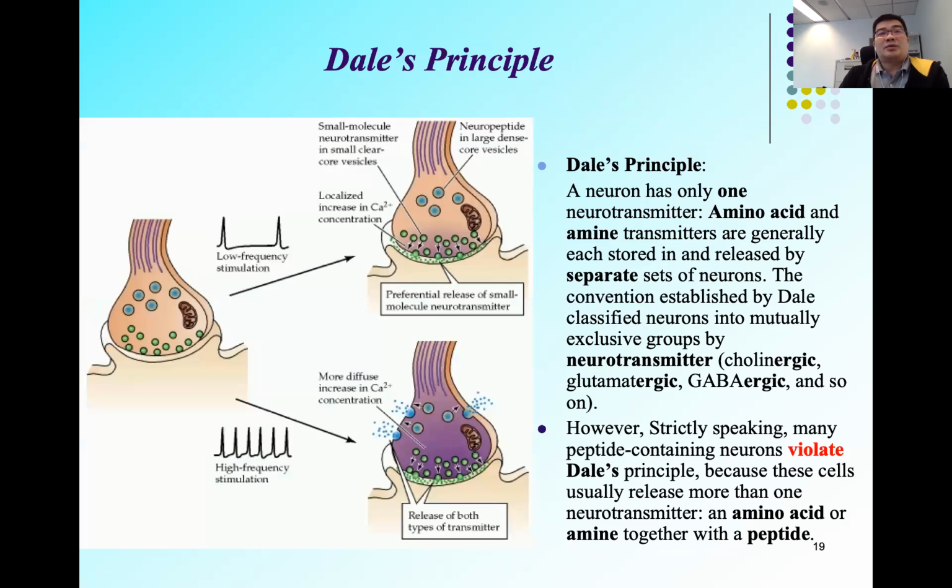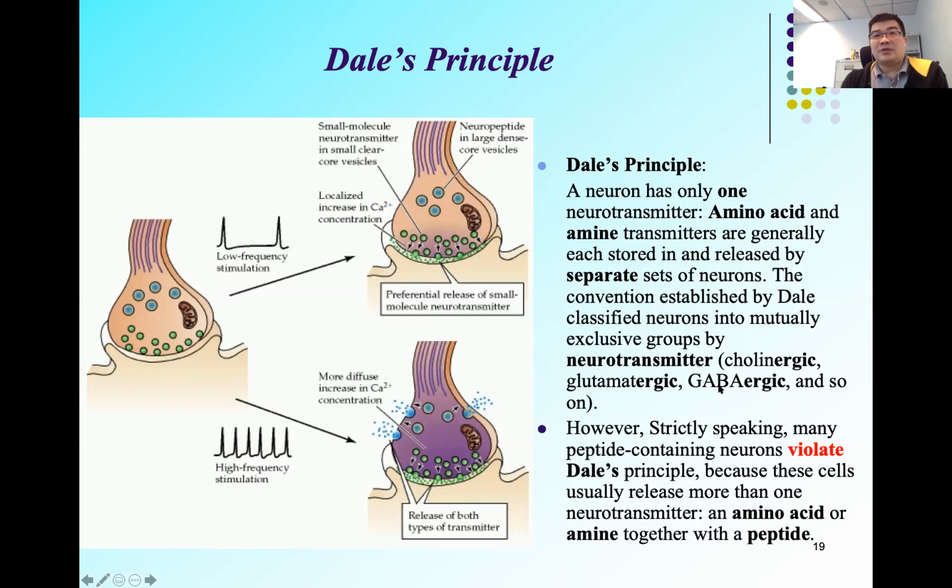So Dale's principle. This one is actually from one of your classmates, I still remember, who asked whether neurons use only one neurotransmitter. Initially there was the so-called Dale's principle, that a neuron has only one neurotransmitter. Dale's principle was proposed by Dale, a neuroscientist, who stated that the neurotransmitter is generally stored and released in one type of neuron. Okay, so that's the reason why some are called cholinergic, glutamatergic, and GABAergic.